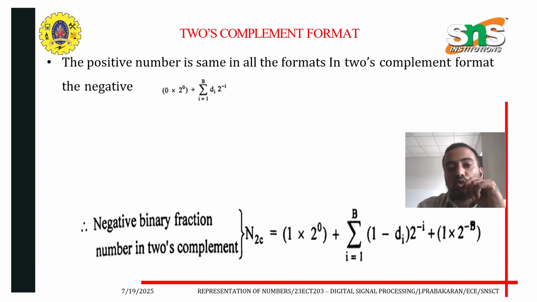And likewise, two's complement. For two's complement, you have to take ones complement for that number. After that, add 1 to the least significant bit. This is the two's complement.